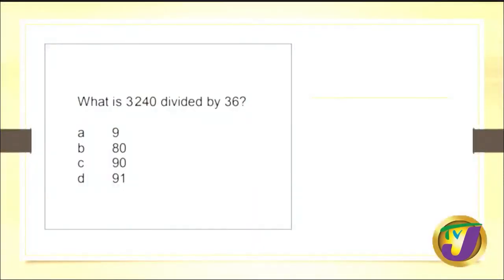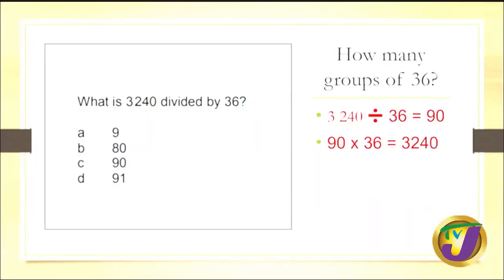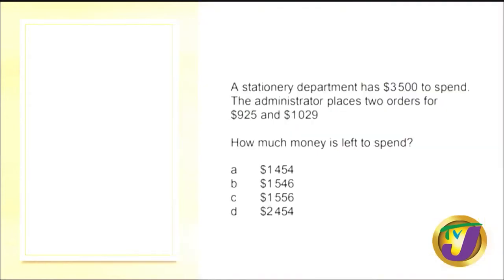What is 3,240 divided by 36? So you're dividing. Let's see. We're asking how many groups of 36 can we get from 3,240? And the answer is 90. If you were to look at it a different way, 90 multiplied by 36 would give you back 3,240. All right. Another question.